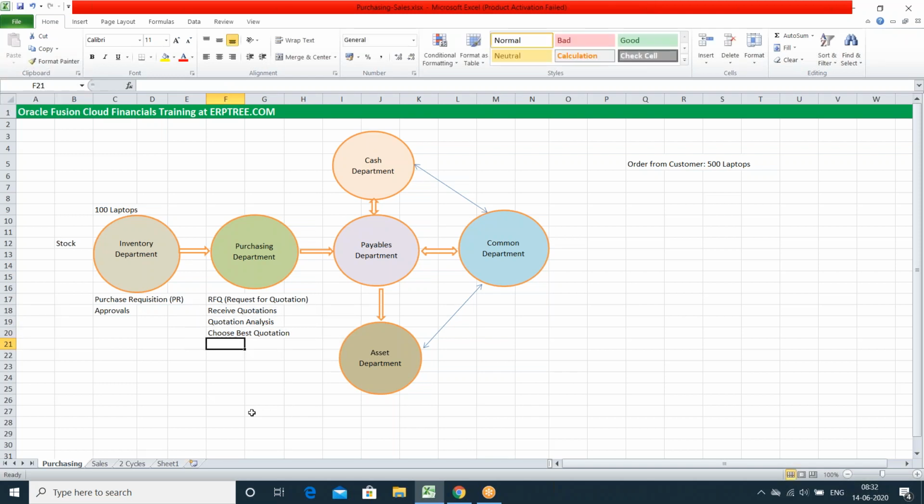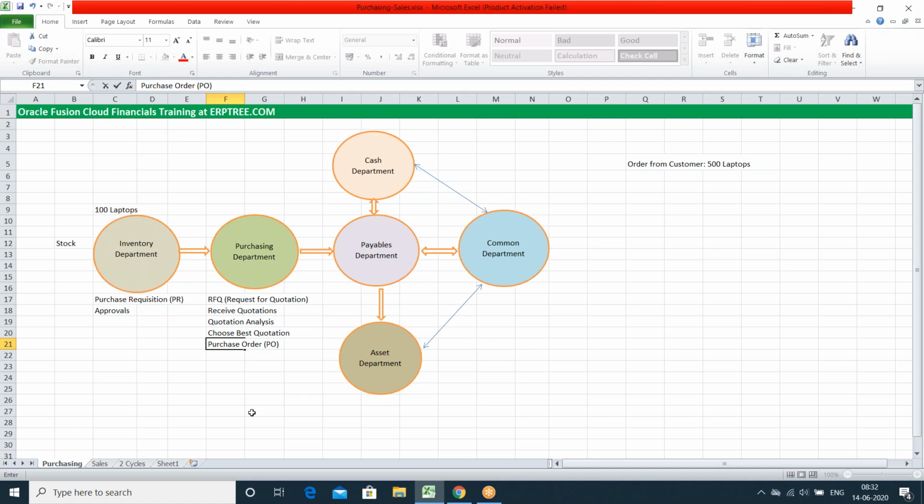After choosing the best quotation, they'll place the order to the supplier. What are they placing the order for? To purchase. So that order you can call a purchase order. The purchasing department will place the purchase order. We call it PO, purchase order. They'll place the order to the supplier.